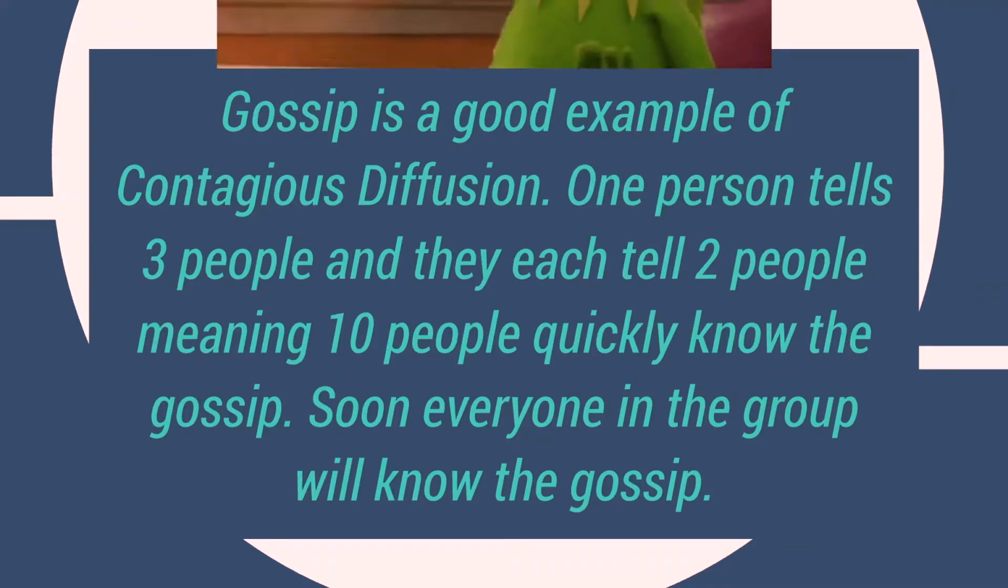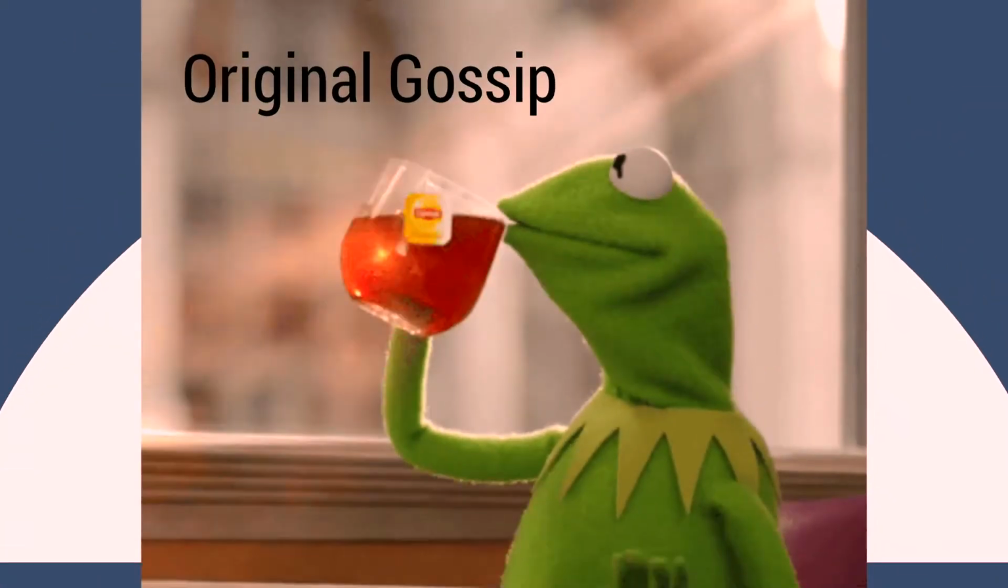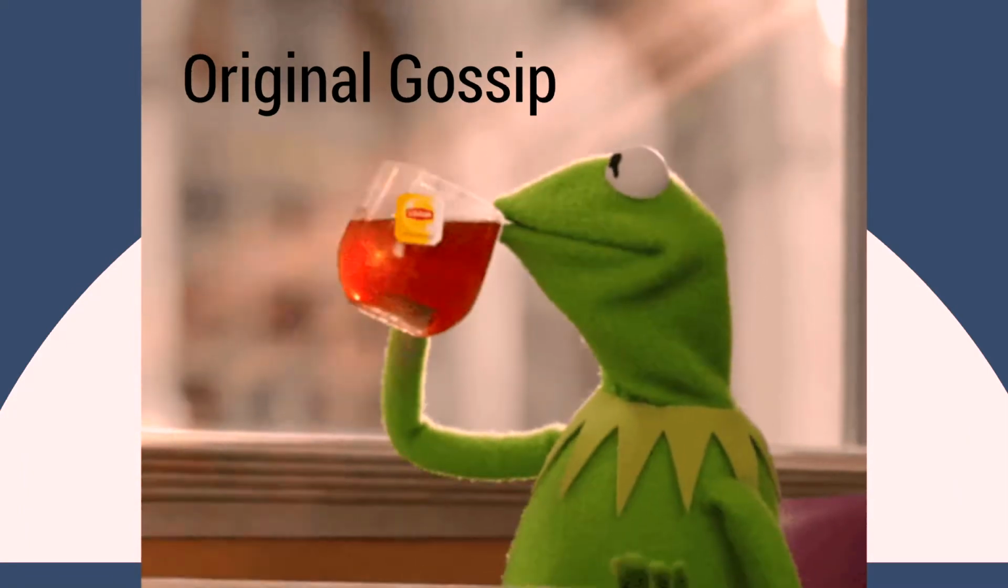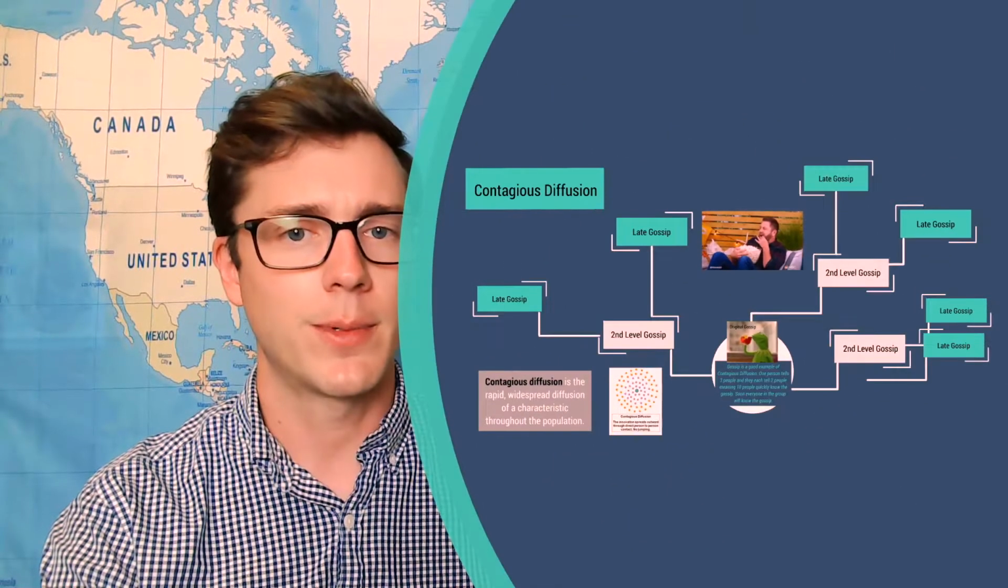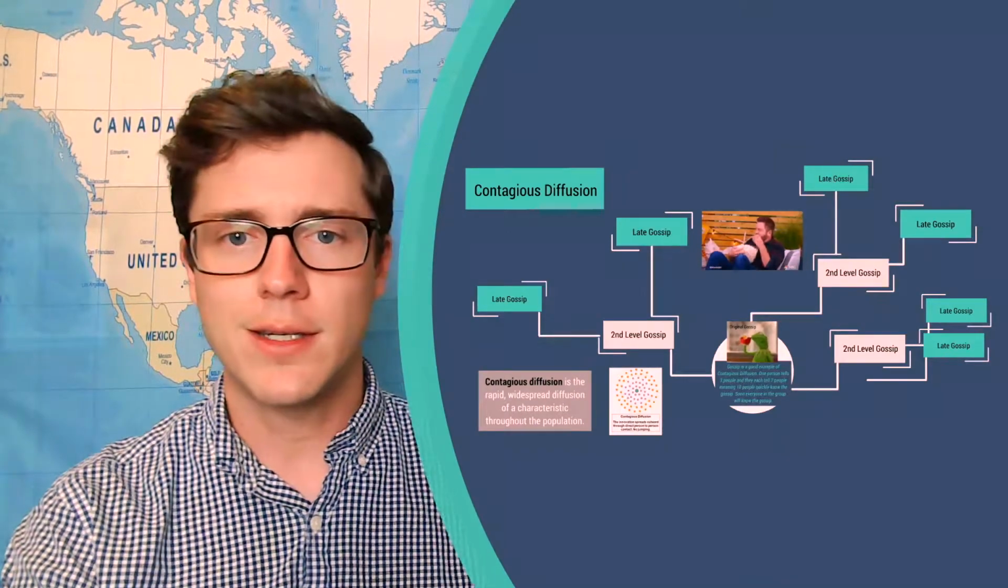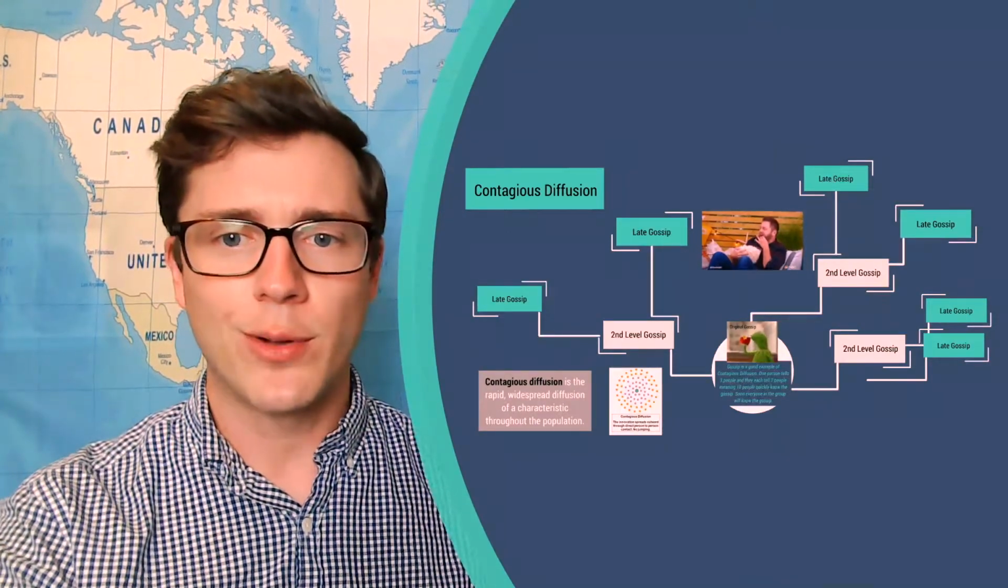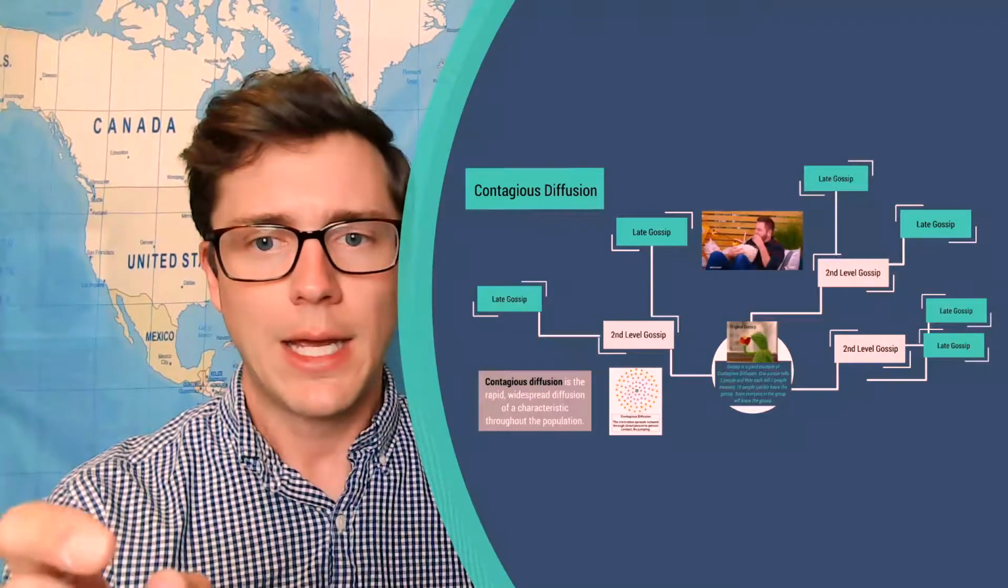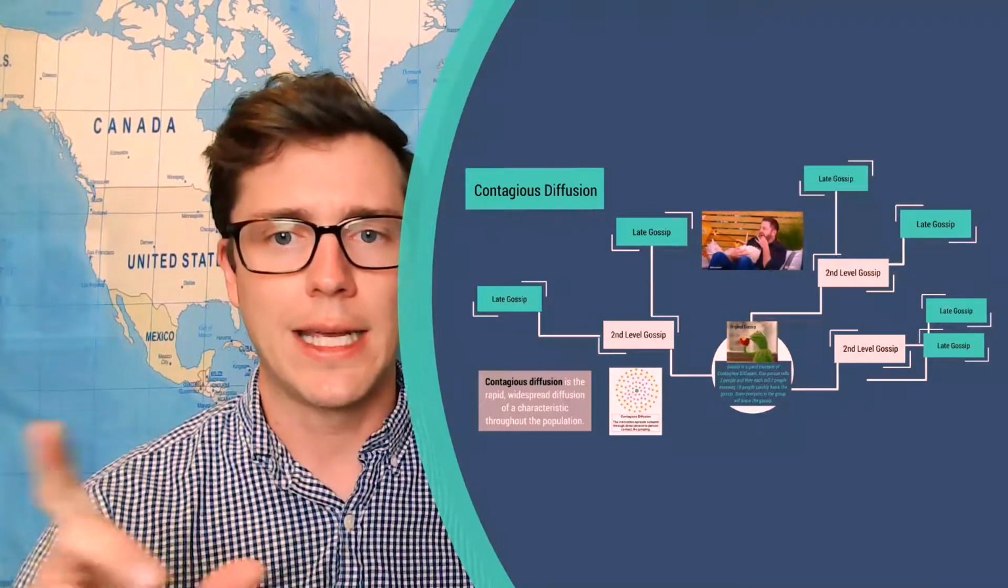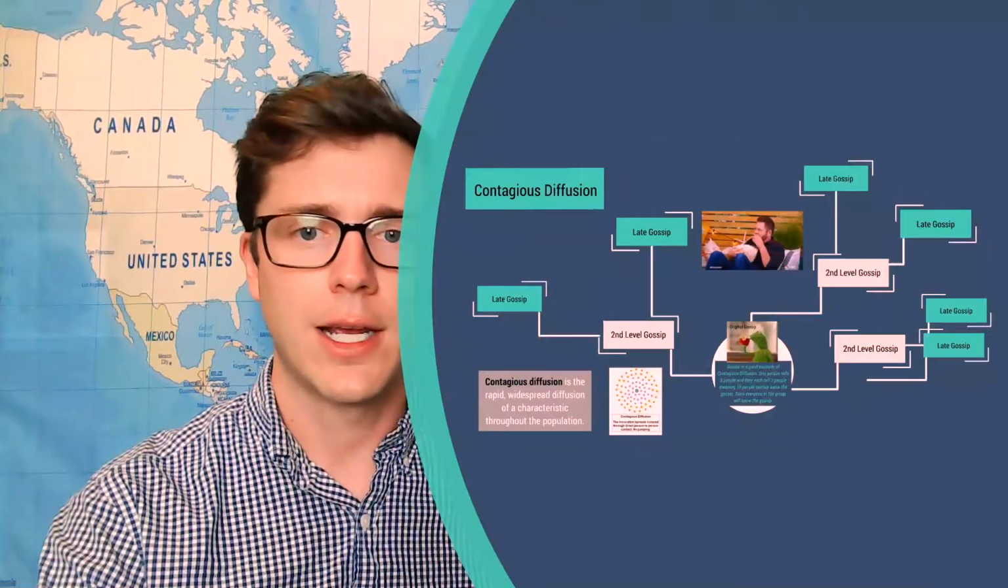It'll go around school that Mr. Coulter thinks that we are going to get canceled for snow. So let's look at a chart of this. This is the original gossip. This is Kermit the Frog sipping tea, minding his business. And then you can see that it goes out to second level gossip and then on to the late gossip. And Nick Offerman with popcorn loves it.